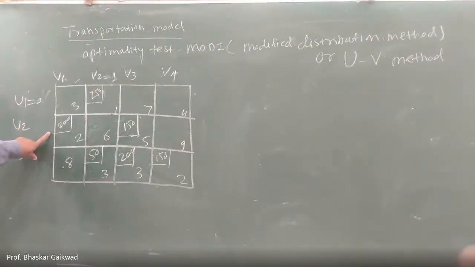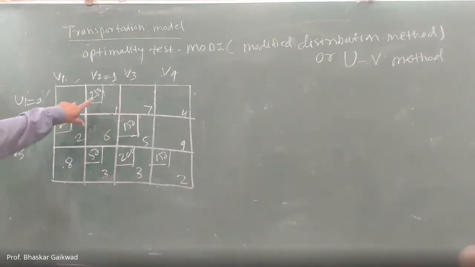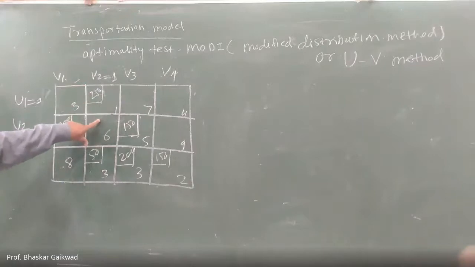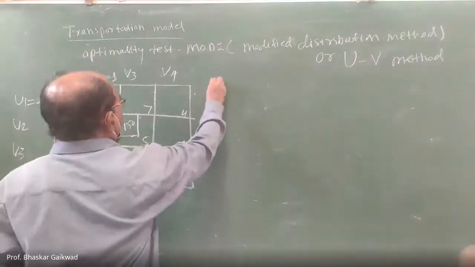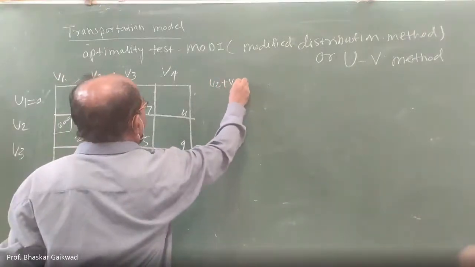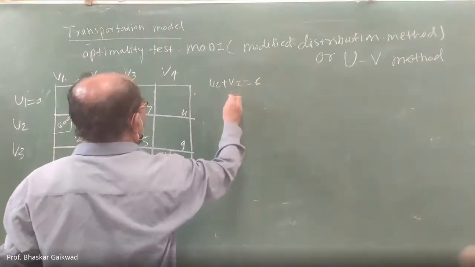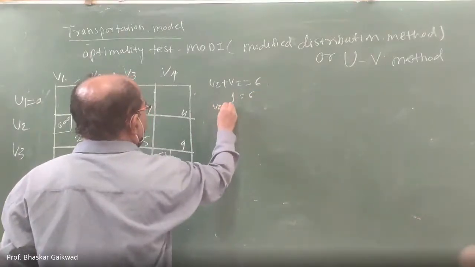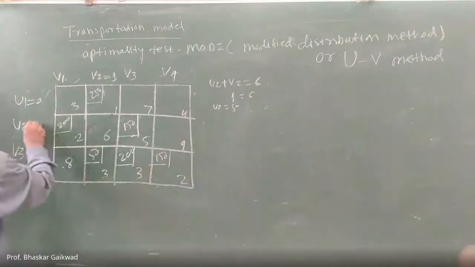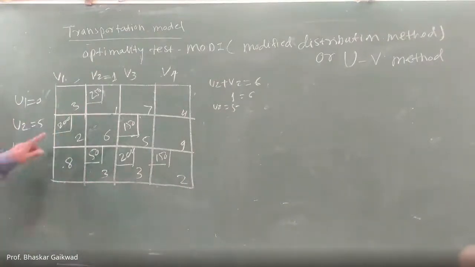Now we come to here, but it is not possible here. V1 we know, so V2 plus V1 means V2 plus V2 is equal to 6. So V2 this is 1. So V2 this is 5. So this is the 5. Okay. Now this is the 5.